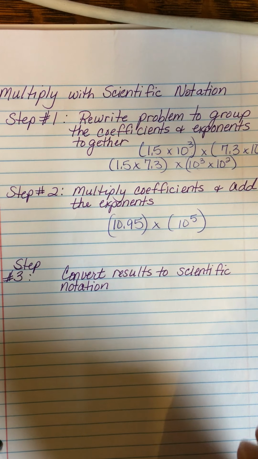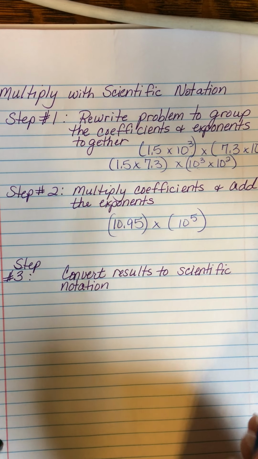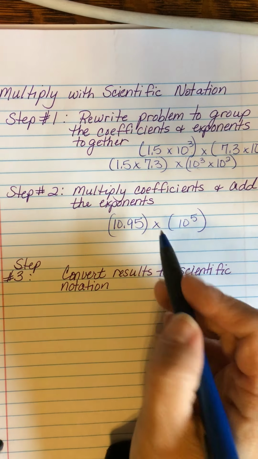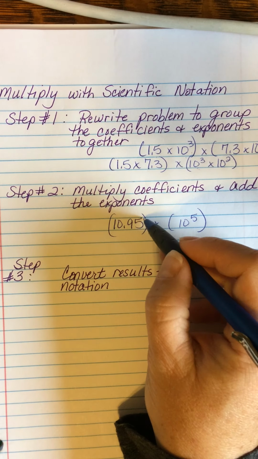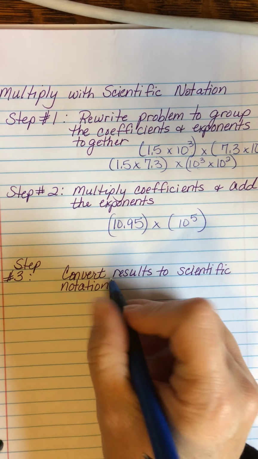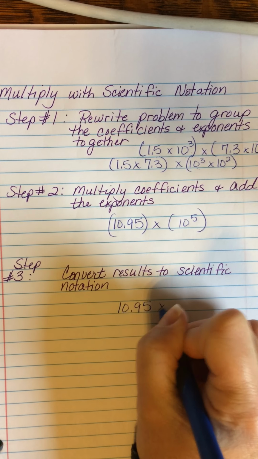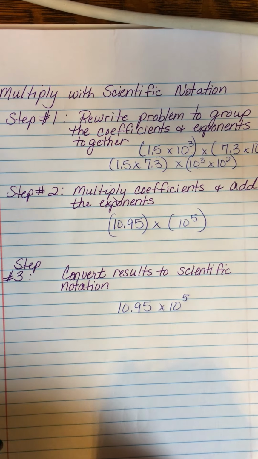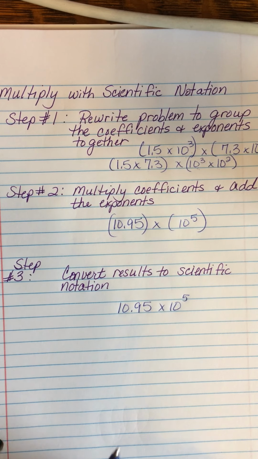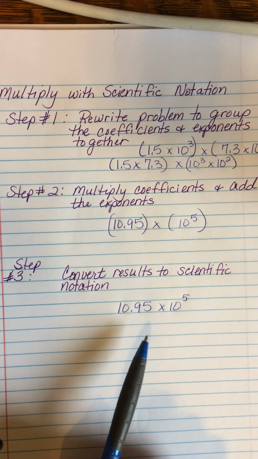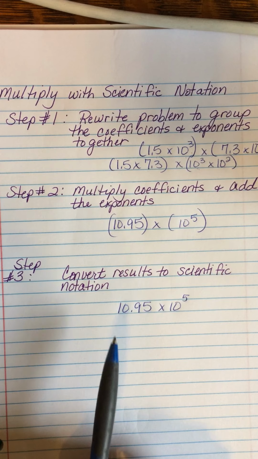The next thing is to convert this answer into scientific notation. So I basically just drop my parentheses that are here and here, and I rewrite it. So it's going to be 10.95 times 10 to the fifth. And that looks like it should be your final answer, and that really is the true last step of multiplying with scientific notation.